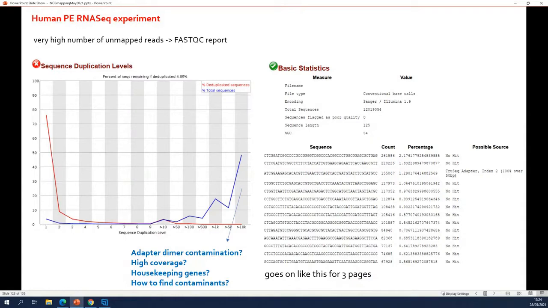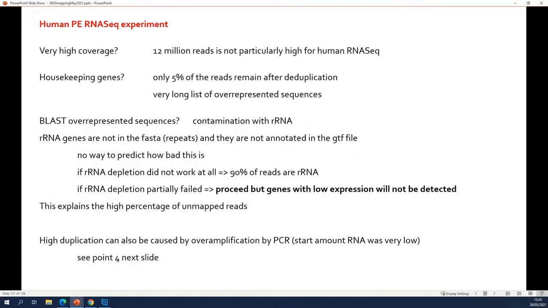So for RNA-seq data, if you have really low numbers of mapped reads, the first thing that you should look at is the things that are contaminating here, or the reads that do not want to map. You can choose. Either you go to the FASTQC report, or you go to the unmapped reads, the FASTA file, blast them, and check if they are ribosomal RNA. Where does it come from?